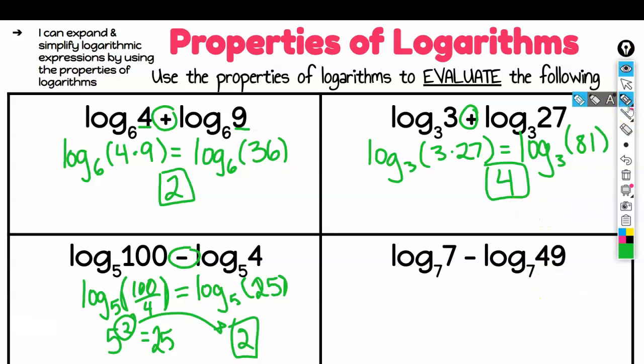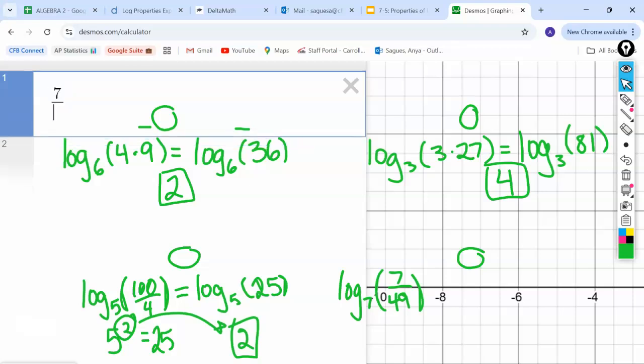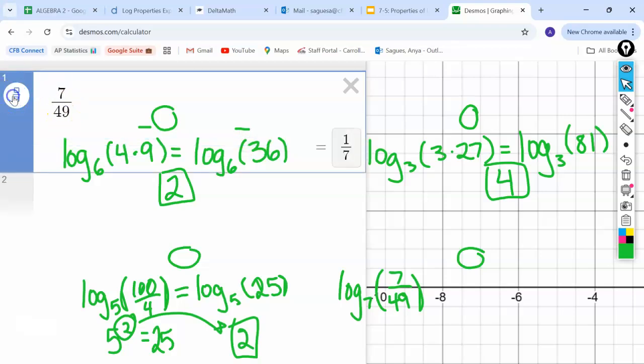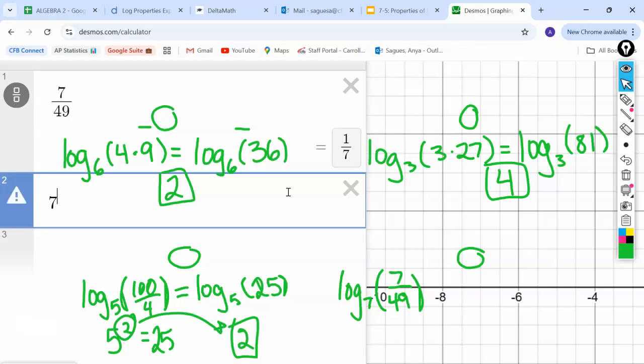Then here, again, we have the quotient property. So I've got log base 7 of 7 over 49. Okay, and then I am going to go to Desmos just so we can see how we're using it to do fractions. So I've got 7 divided by 49. And I hit the fraction button when I see it pop up, and that gives me 1 over 7. So now I'm checking what power on 7 gives me 1 over 7.